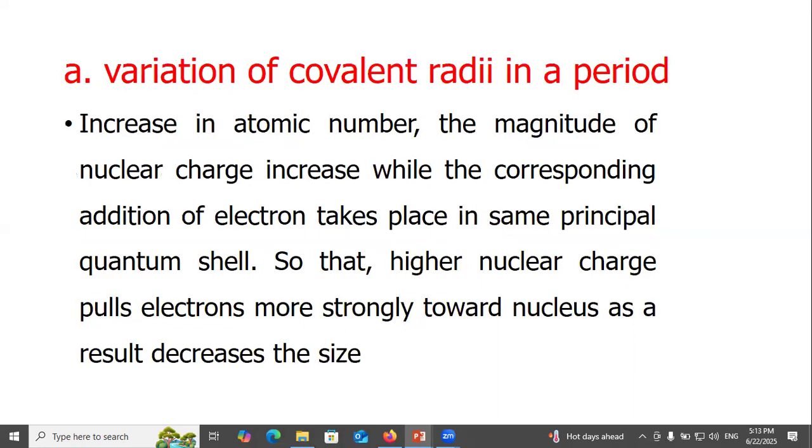Variation of covalent radii in the period: with increase in atomic number, the magnitude of nuclear charge increases while the corresponding addition of electrons takes place in the same principal quantum shell, so that higher nuclear charge pulls the electrons more strongly toward the nucleus. As a result, there is a decrease in the size.